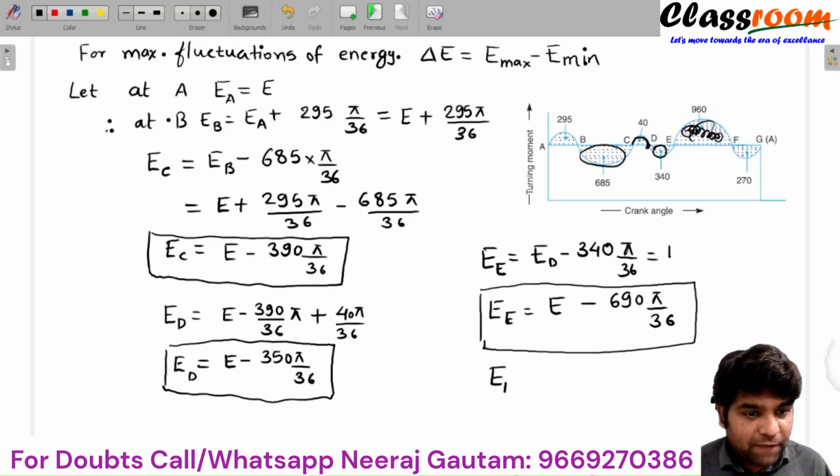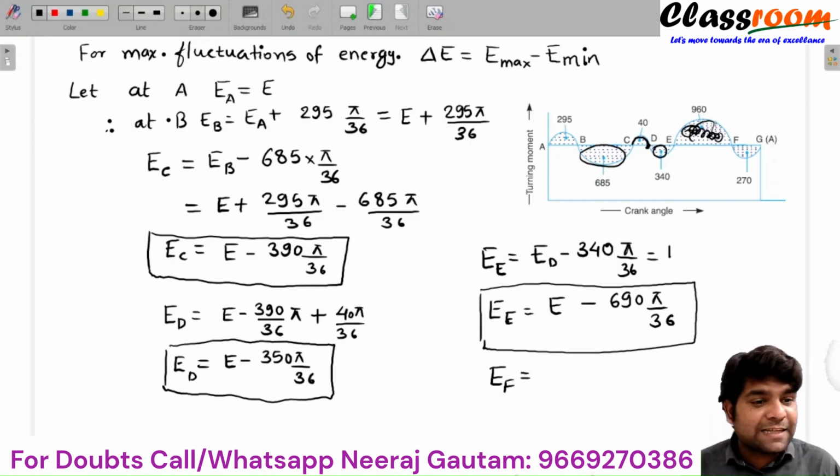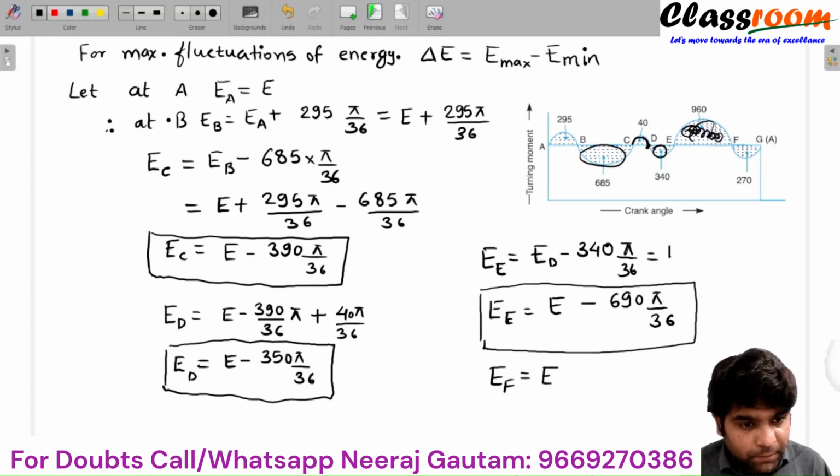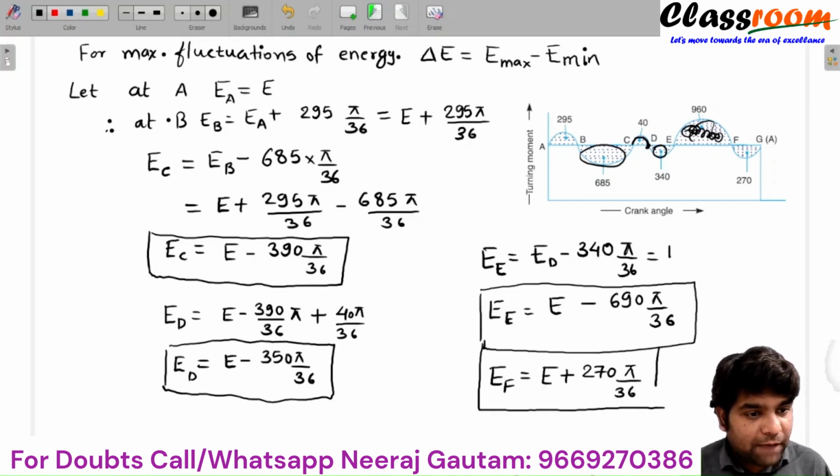So at point F, I will write directly 690 has a negative sign and 960 has a positive sign. So 960 minus 690 becomes 270. So it is E plus 270 pi by 36. Okay, so energy at point F becomes E plus 270 pi by 36. Similarly, I can write for G by subtracting 270. So at point G, I will write E plus 270 pi by 36 minus 270 pi by 36.